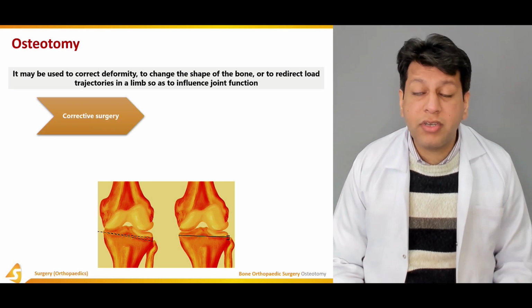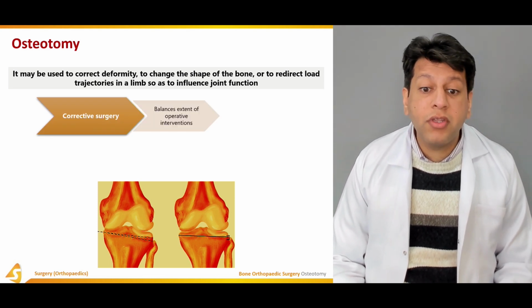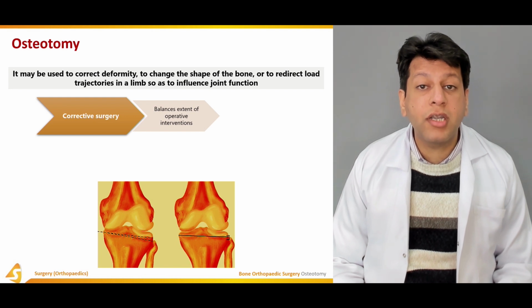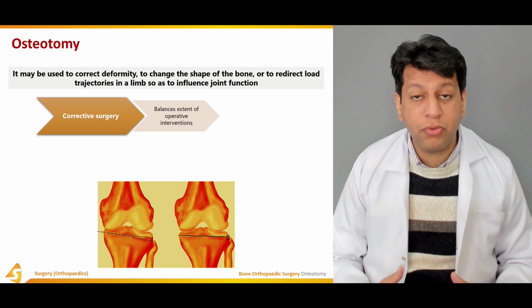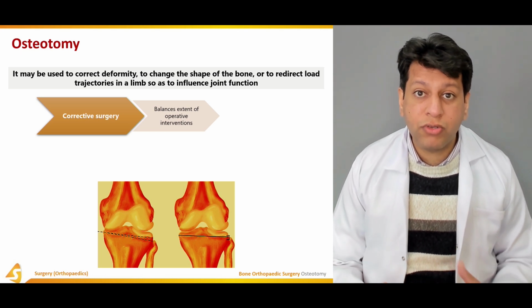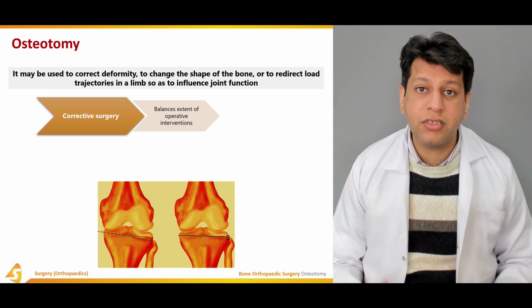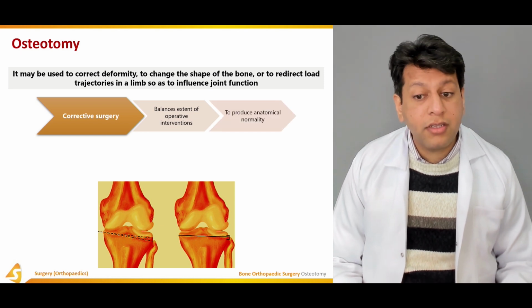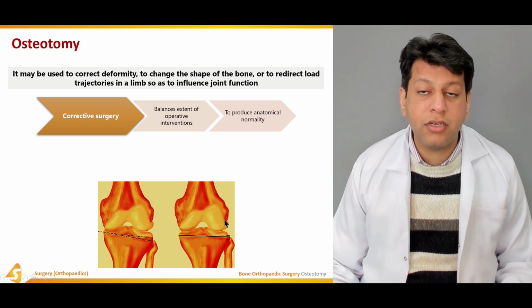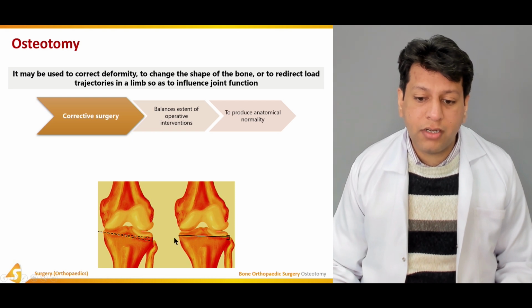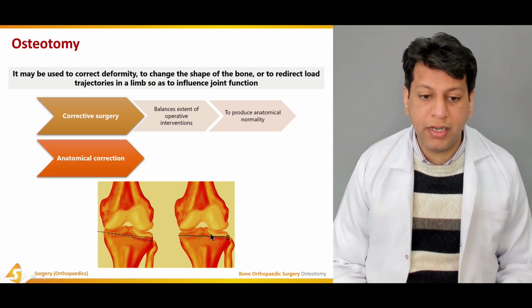It can be used for corrective surgery, which balances the extent of operative interventions. At times, despite going for TKR and doing the knee replacement, we still have to do some kind of osteotomy because of variation, the problems with the tibia, to produce an anatomical normality. Performing an opening wedge on the lateral side has resulted in anatomical normality.